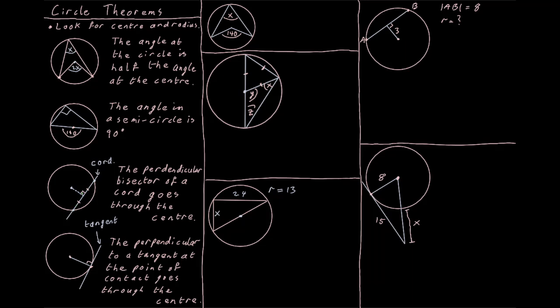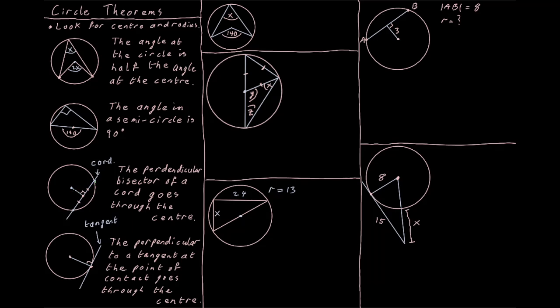So if we have a chord, bisector means to cut in two. So if we cut the length of the chord in two, so effectively we're at the middle of the chord, and we go out at 90 degrees from that point, then we go through the center of the circle. So if we cut the chord in two and go out perpendicularly or at 90 degrees from that midpoint, then we're going to go through the center of the circle. And this can help us to find lots of things about circles.